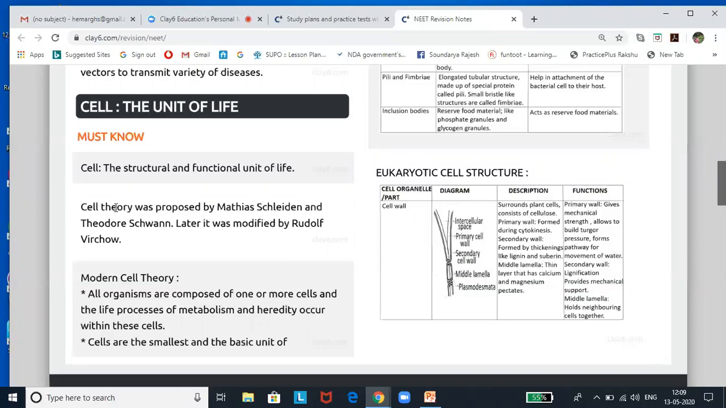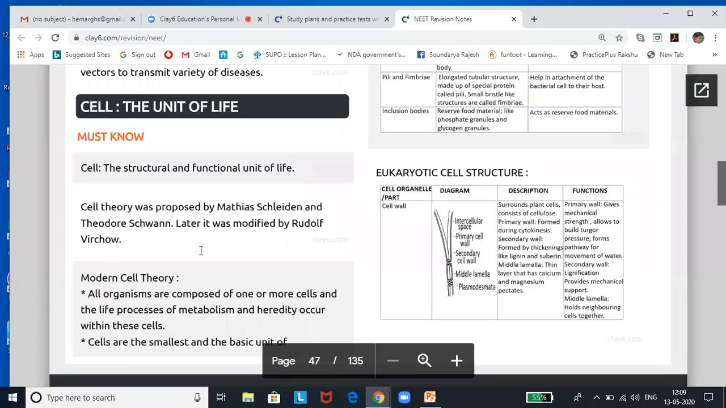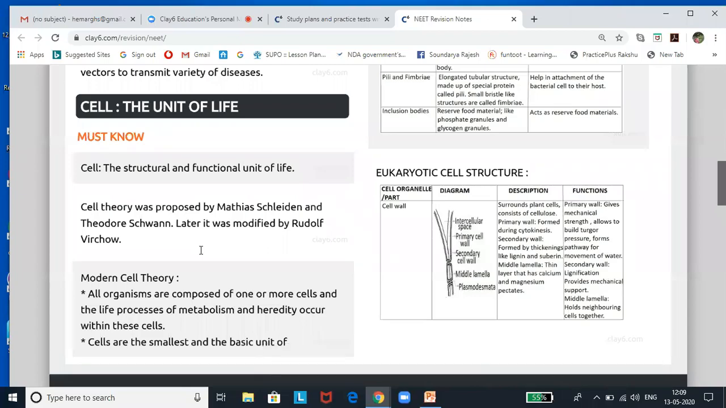Now let us look at cell theory. In 1838, the year is important, Matthias Schleiden, a German botanist, examined a large number of plants and came to the conclusion that all plants are made up of cells. Similarly, Theodor Schwann, a British zoologist, reported the presence of plasma membrane in animal cells. Schleiden and Schwann together formulated the cell theory.